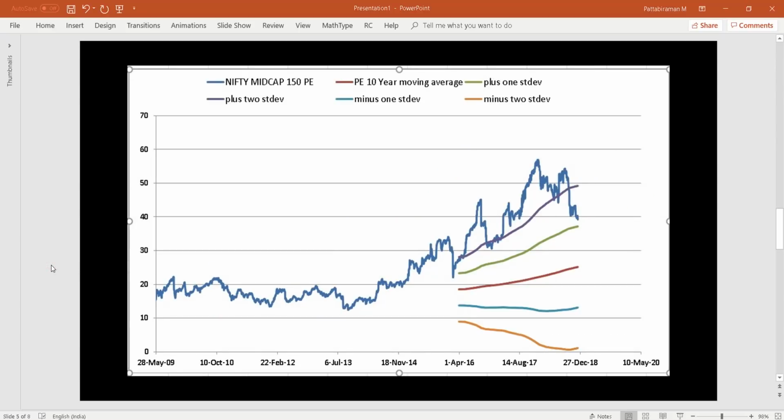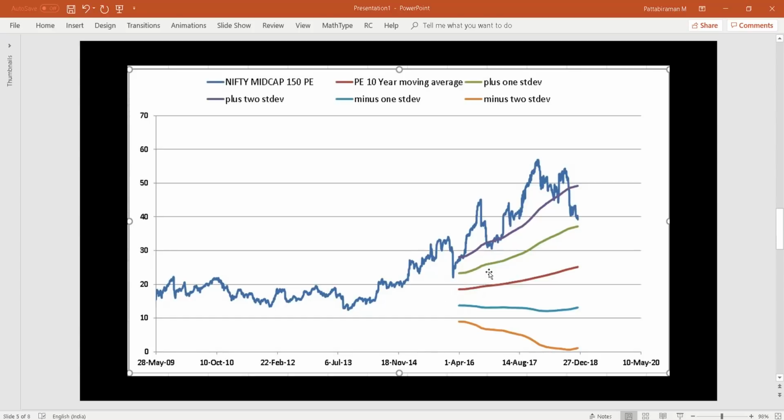So one other indicator is the market price to earnings ratio. If the price to earnings ratio, PE, is too high, that means that the market is overvalued. That is, the investors are paying more than what the market or the stocks are actually worth. And this is the PE of the Nifty Midcap 150, and the center line here is the 10-year rolling average.